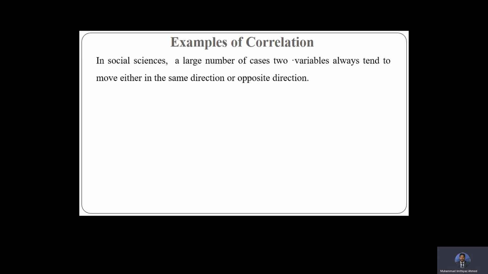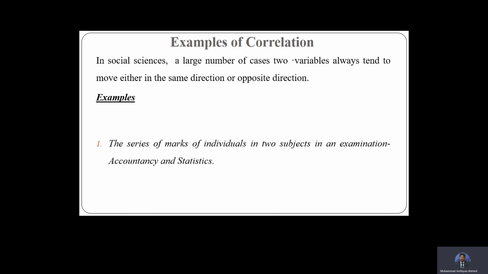So we can understand what the relationship is and how it is going to be. Prediction, that's all: to predict whether it is positive, and how it will be in future. You can study this by using the correlation technique. So in social sciences, in a large number of cases, two variables always tend to move either in the same or the opposite direction. Now we study two variables. This either will go in the same direction or in the opposite direction. So how does it come about? What are the examples? Let us see now.